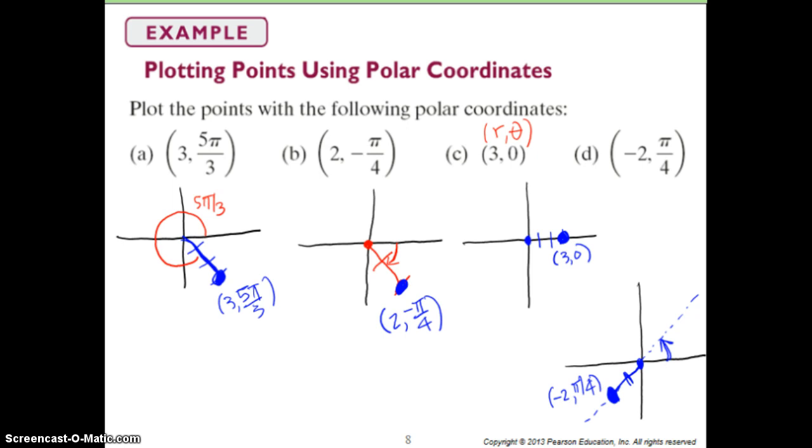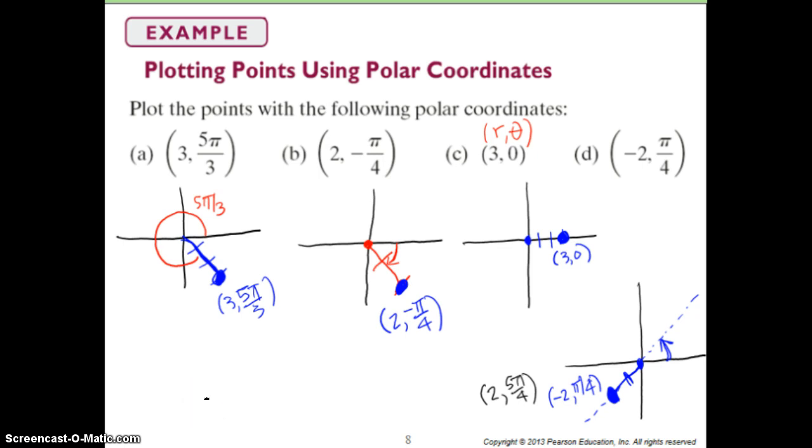Do you also see that we could call this point +2, 5 pi over 4? Because if you rotated 5 pi over 4 units, then you would be going in the +2 direction.